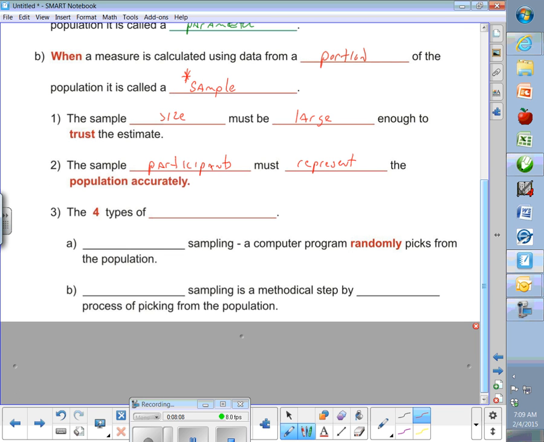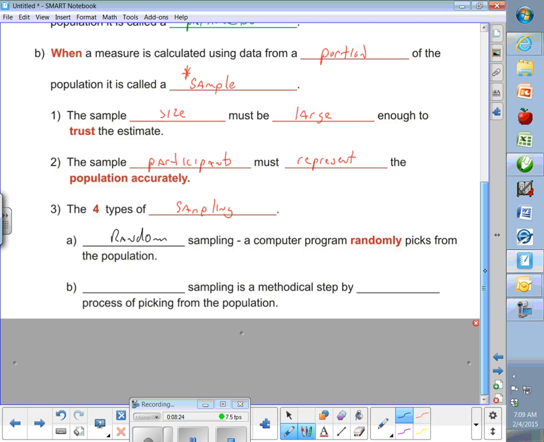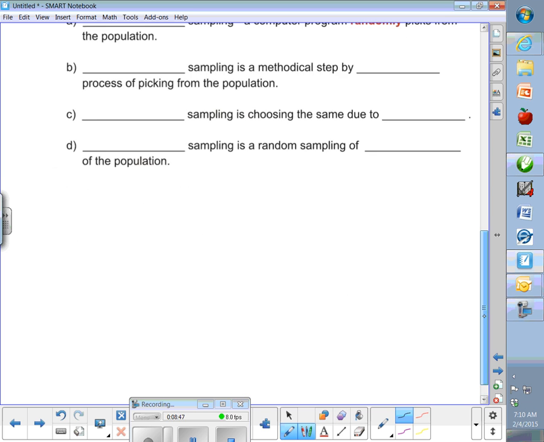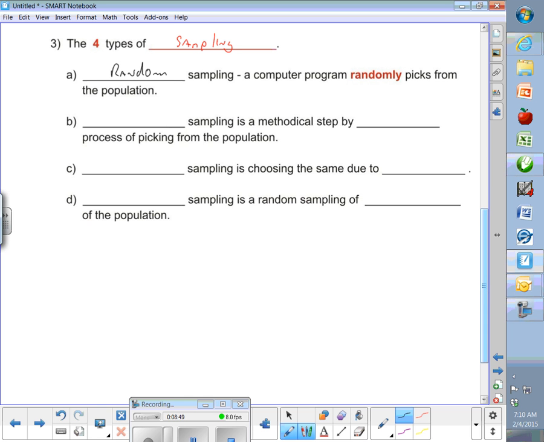Okay, number three, the four types of sampling. The first one is called random sampling. And again, if you keep your ears open, especially when we get toward elections again, you'll hear these terms. Usually it's a computer program that randomly picks from the population. There's no method to your picking. You just randomly pick, it's just by chance. Random sampling is going to allow you to have a more accurate sampling.